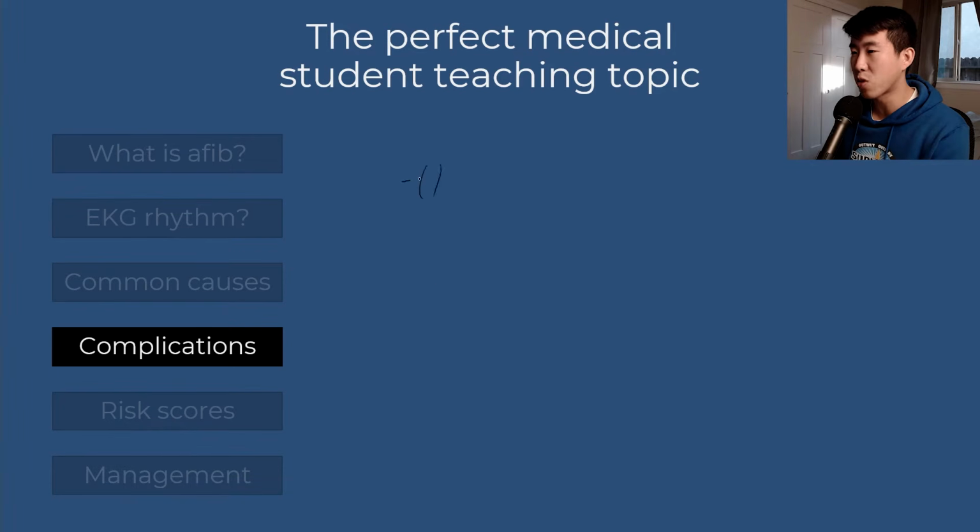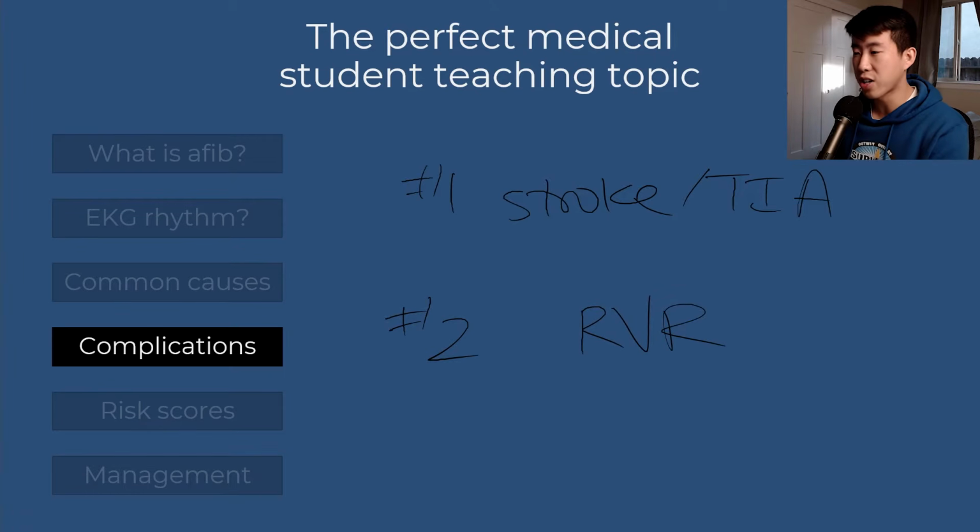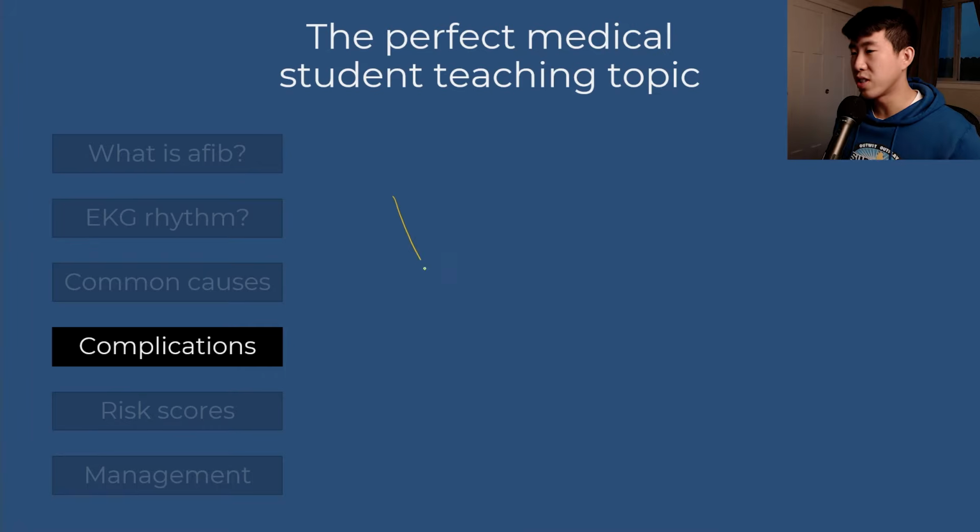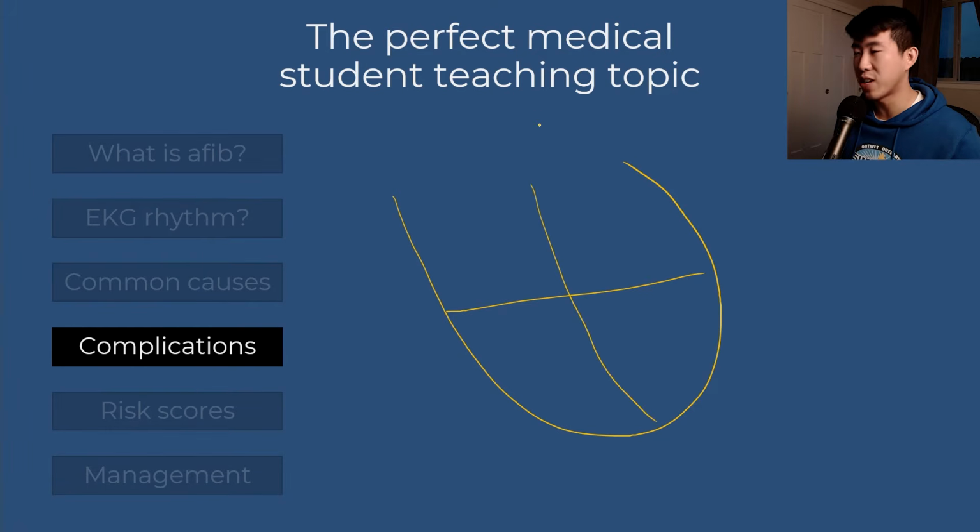And basically, number one is stroke and TIA. So I make sure that they're fully aware of that. And number two is going to be AFib with RVR, which can lead to hemodynamic compromise and decreased cardiac output. So one thing I like to do is really just help them visualize why strokes and embolic events are a risk. So I tell them, imagine that this atrium is just quivering the whole time.